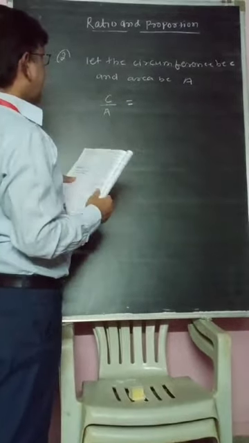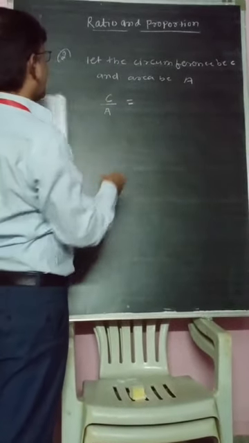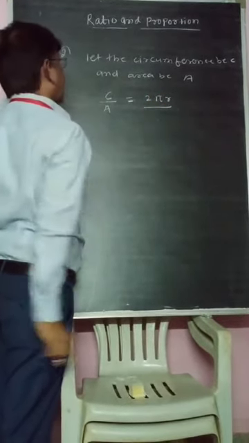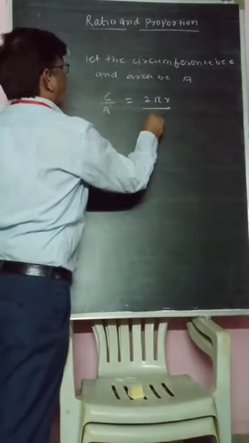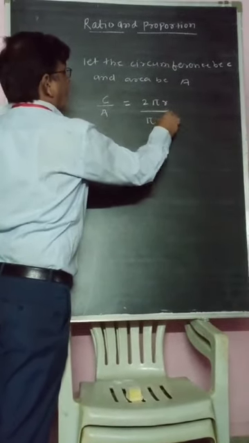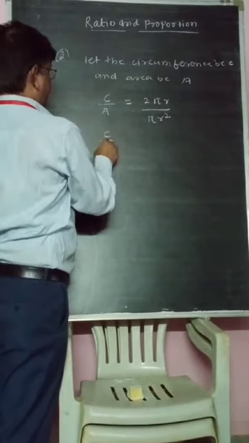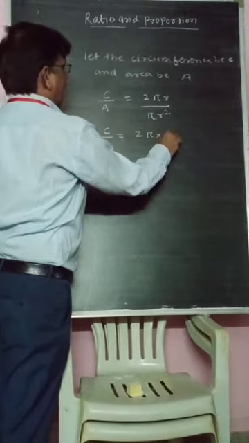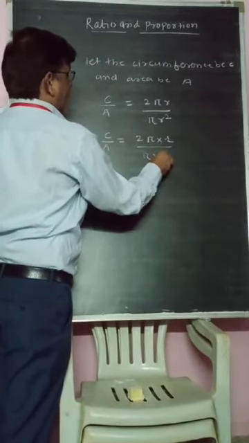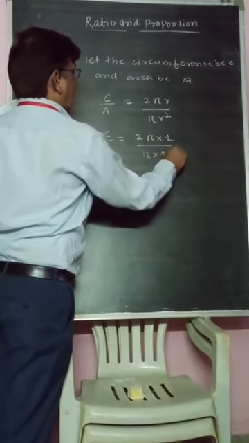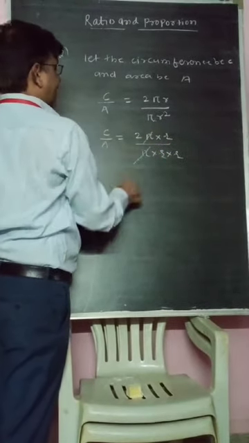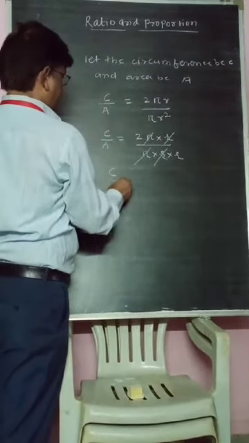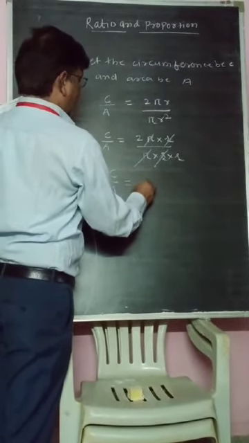Circumference to area. Now what is circumference? Circumference is 2 pi r. And what is the area of the circle? Pi r square. So C by A is equal to 2 pi into r upon pi into r into r. This pi gets cancelled, this r and this r get cancelled. Then C by A is equal to 2 by r.